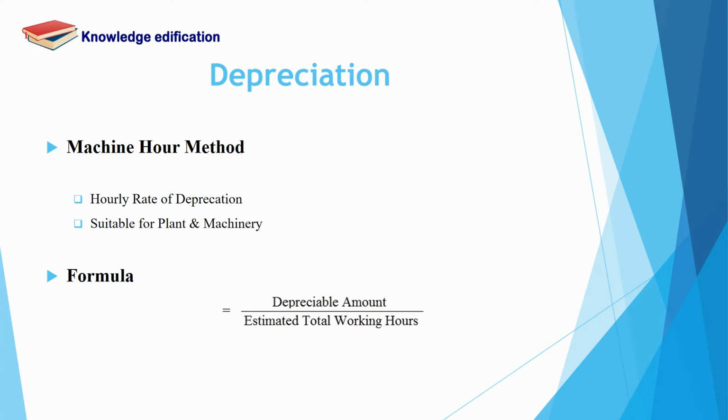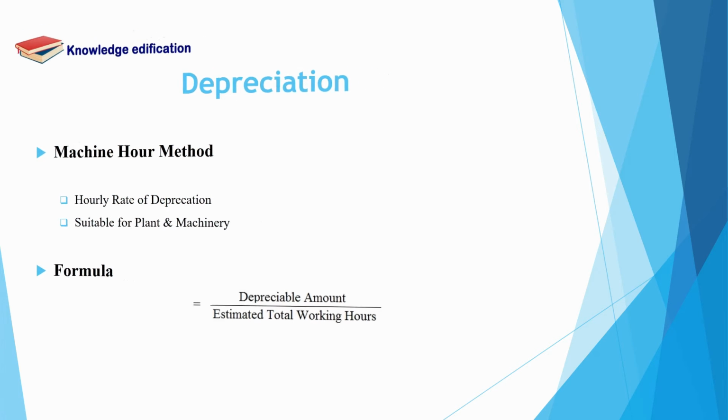Next is machine hour method. Under this method, the hourly rate of depreciation is calculated. The depreciable amount of the asset is divided by the estimated total working hours. From this, we can calculate depreciation per hour. This method is particularly suitable for plant and machinery. This method is used only for those assets whose life can be measured in terms of working hours. The formula is depreciable amount over estimated total working hours.